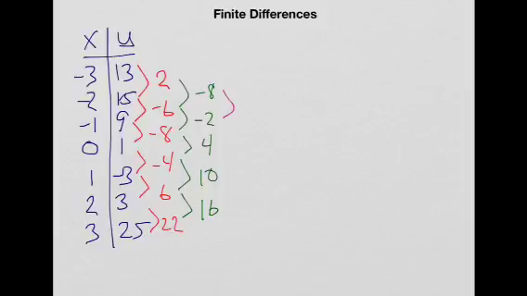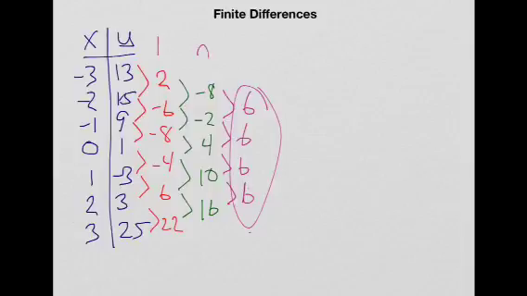Negative 2 minus a negative 8. 4 minus a negative 2. 10 minus 4. 16 minus 10. So we see here is my common difference. My first try didn't work, second try didn't work, third try did work. So this is a third degree, or a cubic.